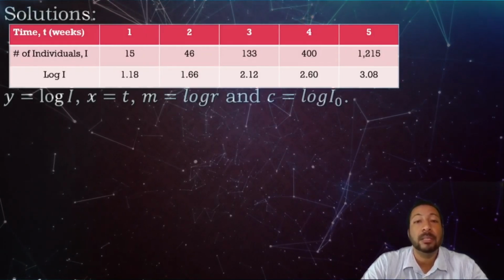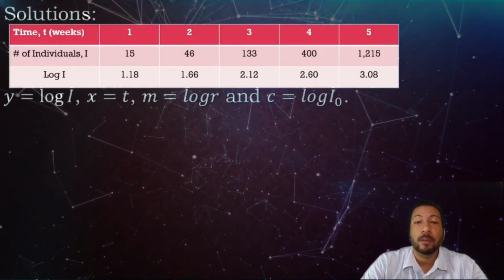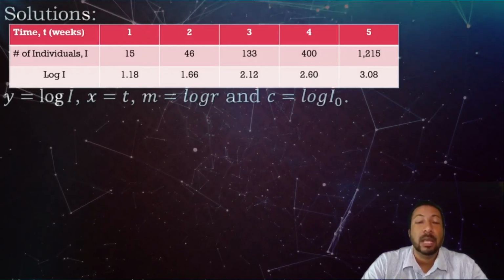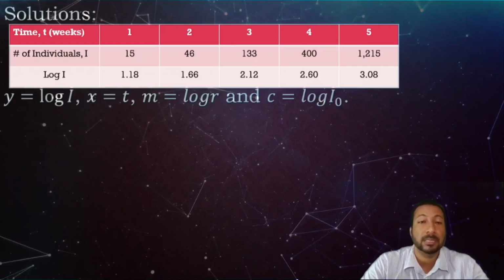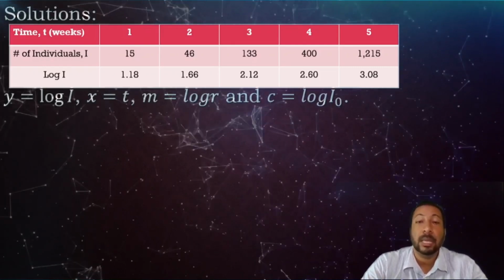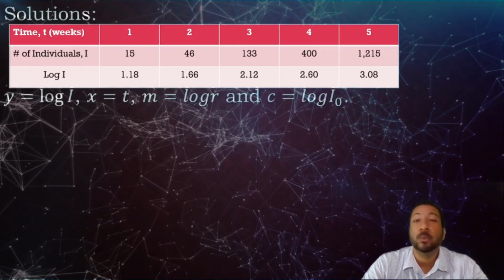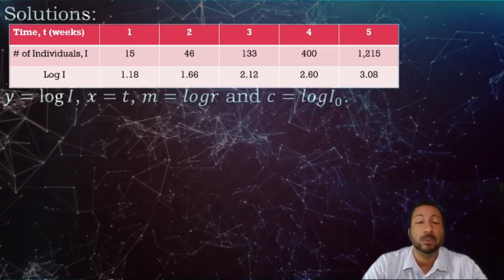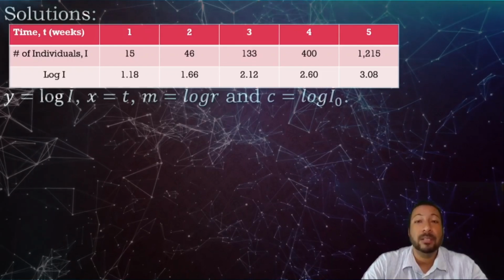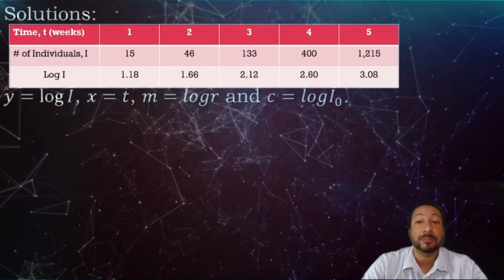So, the log of 15 is 1.18, the log of 46 is 1.66, and so on and so forth, to 2 decimal places. Fortunately for us, x is just simply equal to t, so we do not find the log of 1, 2, 3, 4, and 5. Our time values simply stay as they are.